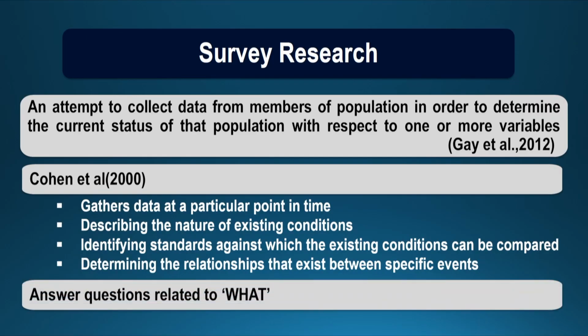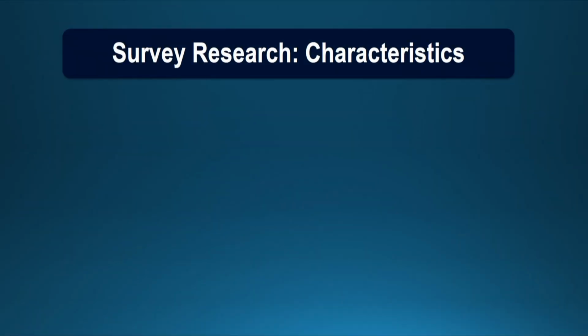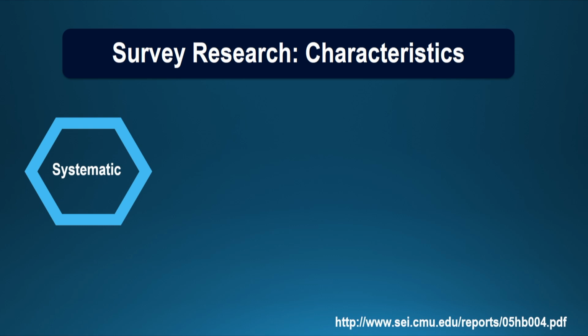Survey research tries to answer questions which relate to what. When I say the adequacy of resources, it is what is the extent of adequacy, or how adequate are the resources available with the institutions? Or when I say extent of job satisfaction, it is again, what is the extent of job satisfaction of teachers working in technical institutions? Survey research is systematic and follows orderly steps.